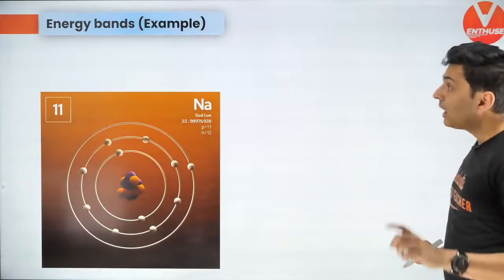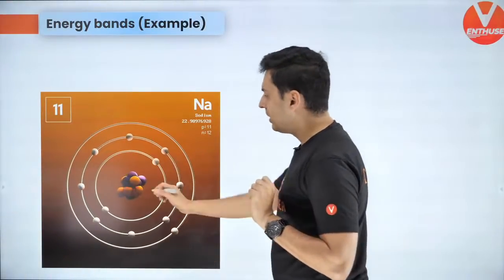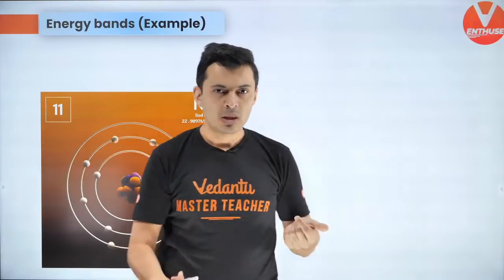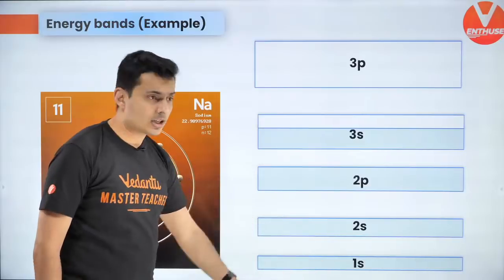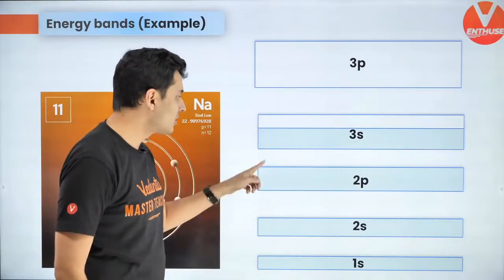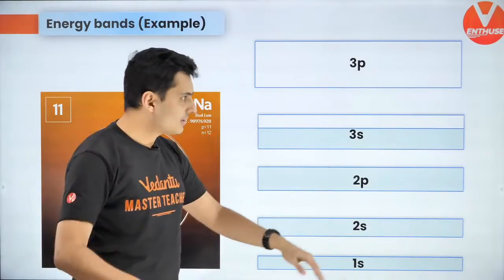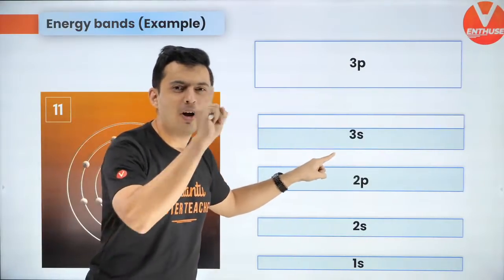Very good. Now, I can give you an example. Again, let's take the example of sodium. Sodium has 1s, it has 2 electrons. 2s also, it has 2 electrons. 2p, it has all the 6 electrons. 3s, it has only 1 electron.